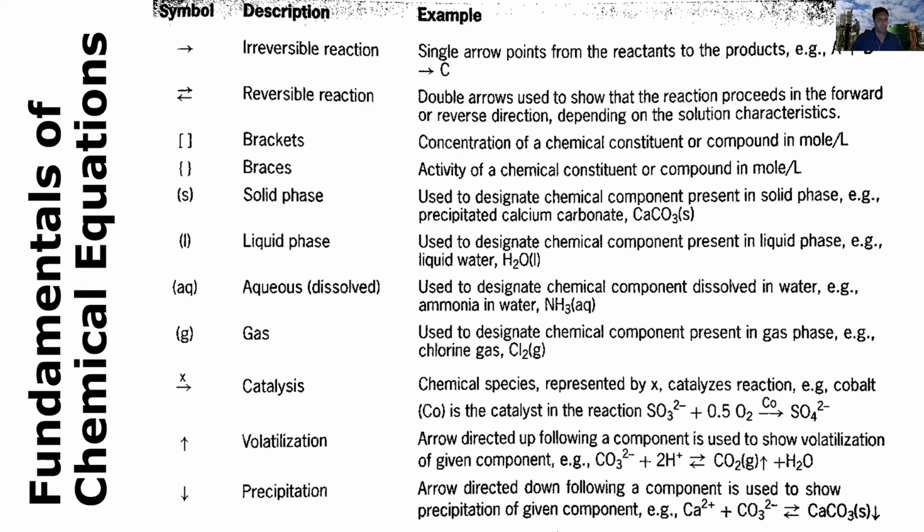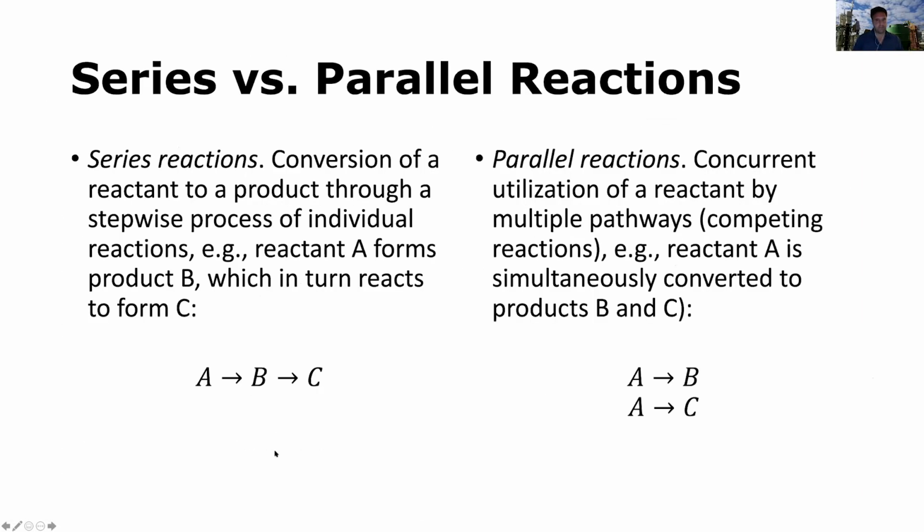We have a variety of symbols here that are commonly used in stoichiometry to represent the direction of a reaction or the concentration of chemical constituents or compounds, the phase of a chemical constituent in a reaction, also whether there's a catalyst involved, and if a constituent is volatilized or precipitated out in a reaction.